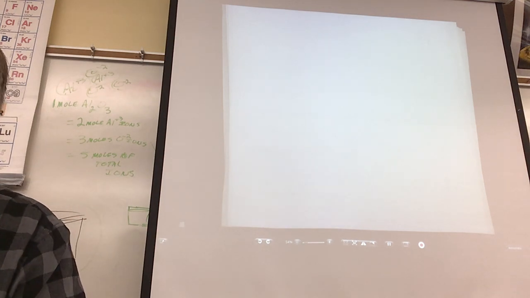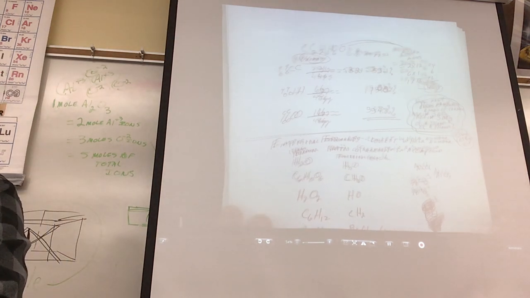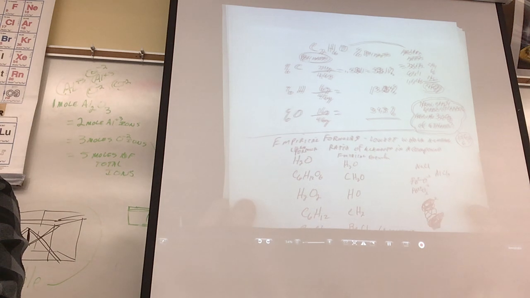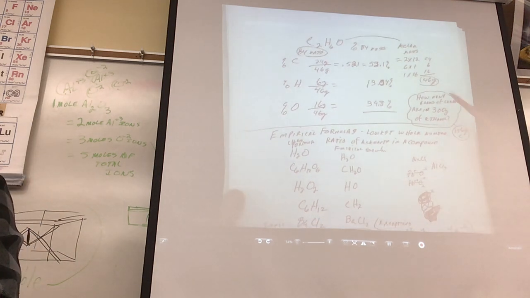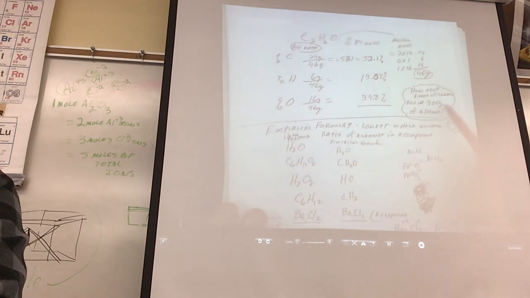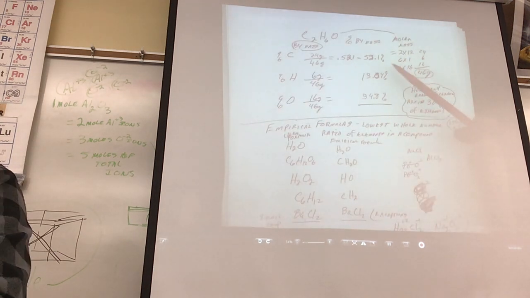All right, so then, did you guys do this problem here? We found the percent by mass of carbon in ethanol. Did you guys do ethanol? Okay. Ethanol is an alcohol. We were talking about that. Okay, yeah, you did, because I remember doing this. So anyway, here's the next thing.